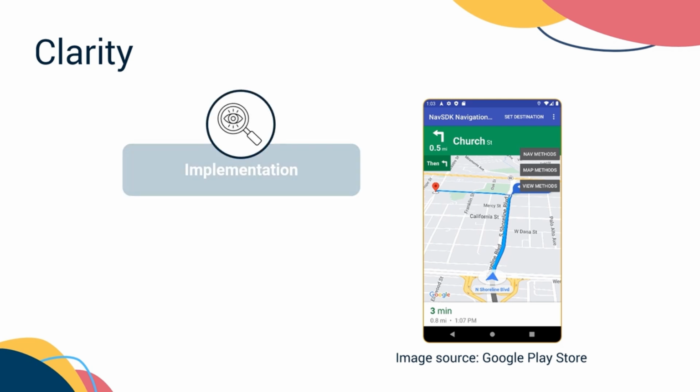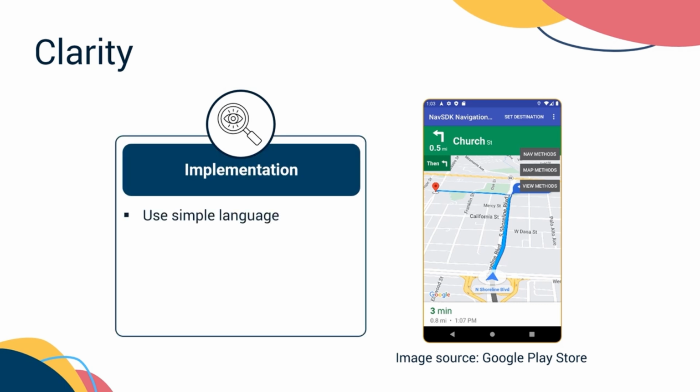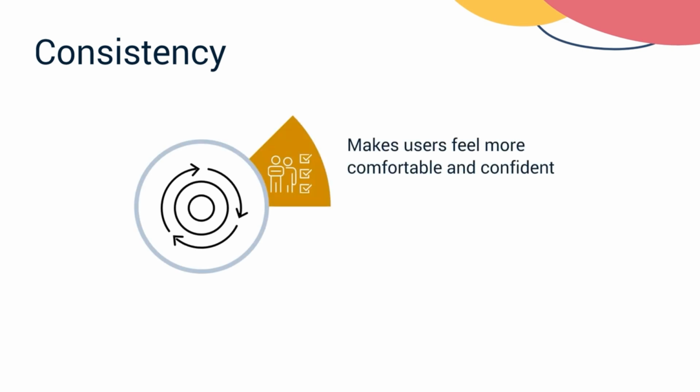To ensure clarity in your app, you can use simple language in labels and buttons, avoid jargon or technical terms that might confuse users, and test your app with real users to ensure they understand how to navigate it. The next principal feature is to have consistency across the UI. This makes users feel more comfortable and confident while using an app.